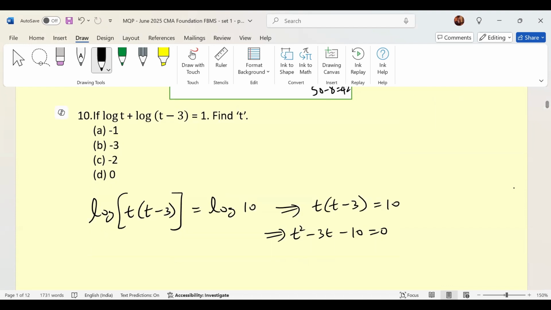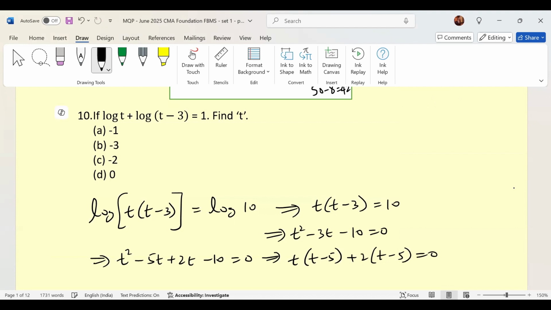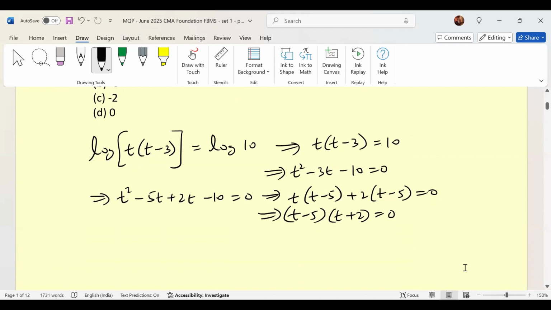So now we can split that negative 3t as minus 5t plus 2t minus 10 equal to 0, which means t times t minus 5 plus 2 times t minus 5 equal to 0, which means t minus 5 times t plus 2 equal to 0. That means t is 5 or negative 2.